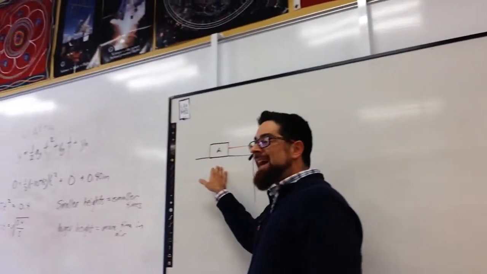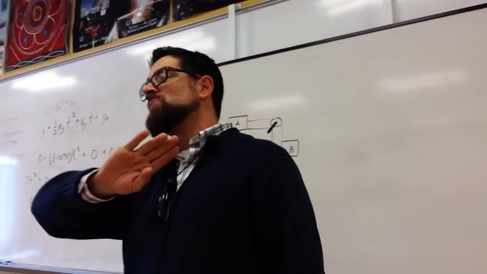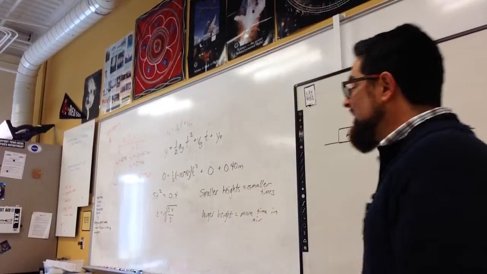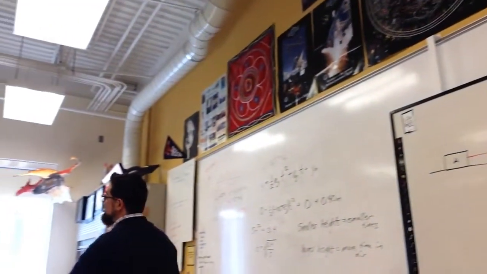All right, so we have an Atwood Machine problem, ideal string, ideal pulley. There are two approaches. Both approaches require the same first two steps. Step number one, assign a direction of motion. You have to decide what you're going to call positive and what you're going to call negative.